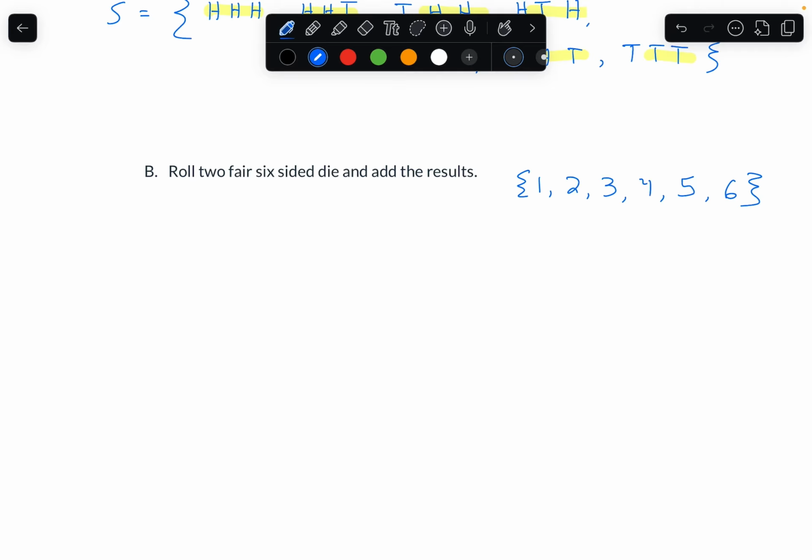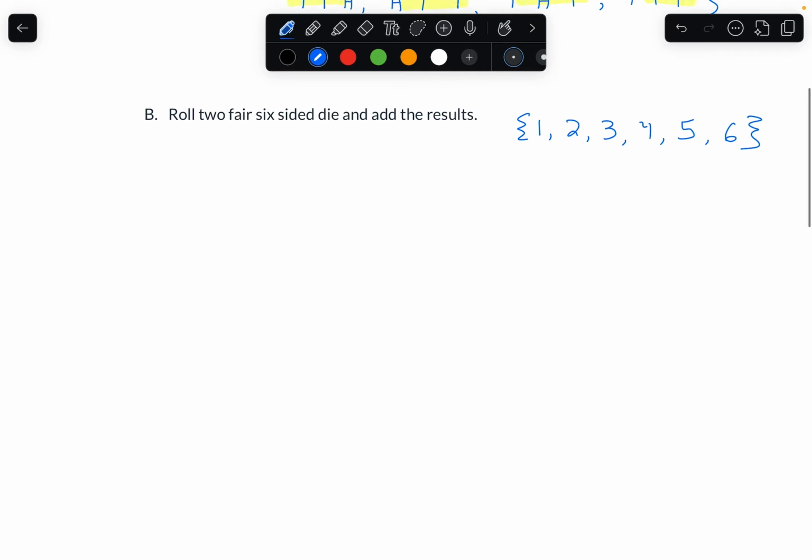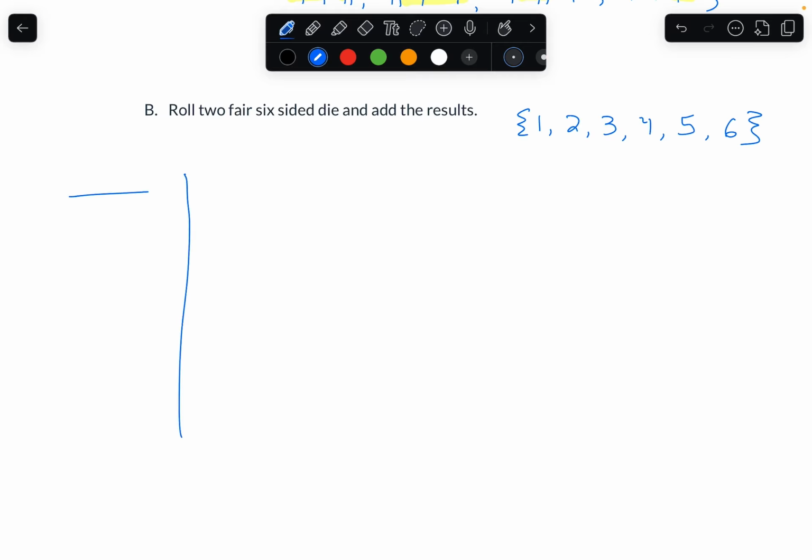So how about I list the first die roll? I'm going to create a little table right here. I'm going to create the first die roll. I'm going to list the outcomes going across the top.